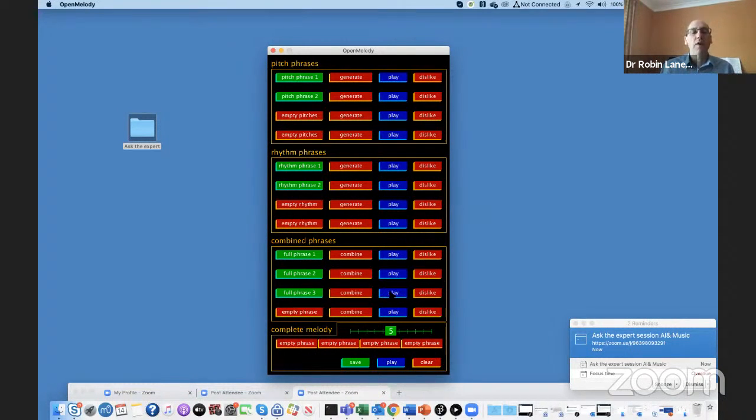So now what I'm going to do is make the decision that I've got enough material for my complete melody. So I'm going to use full phrase 1 as the start, full phrase 2 as the second thing. And then for a bit of extra interest, we'll have full phrase 3. And I'm going to go back to full phrase 1 in an attempt to give some sort of ending that echoes the start. May or may not work well, I don't know. Let's try playing the whole thing now.